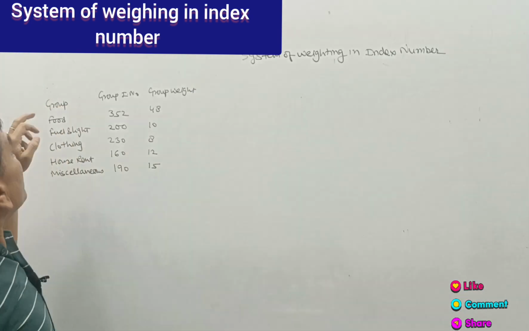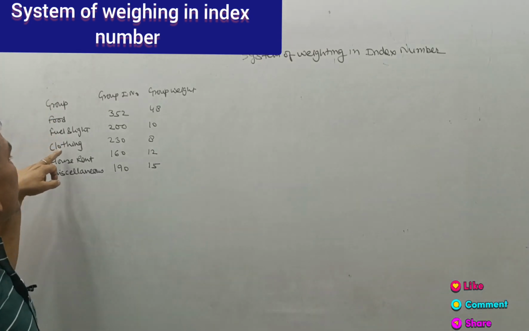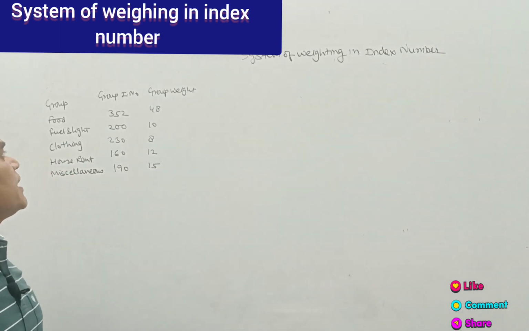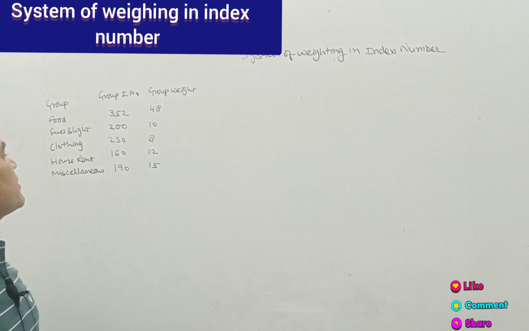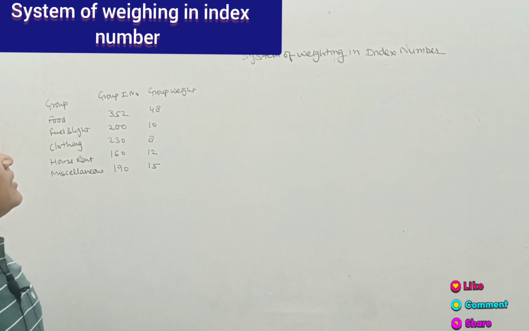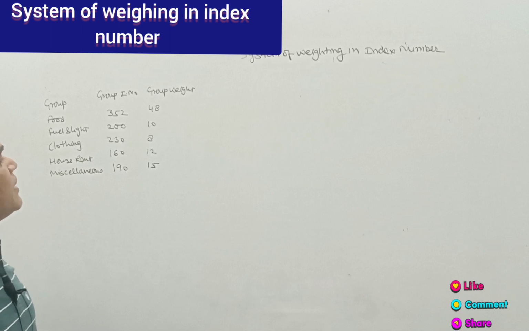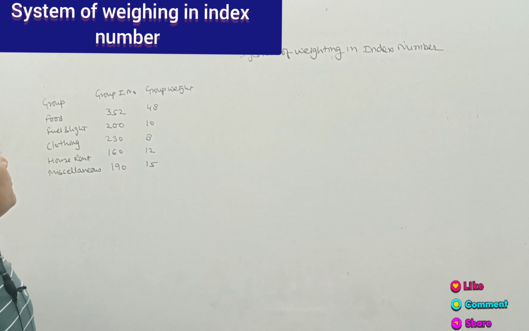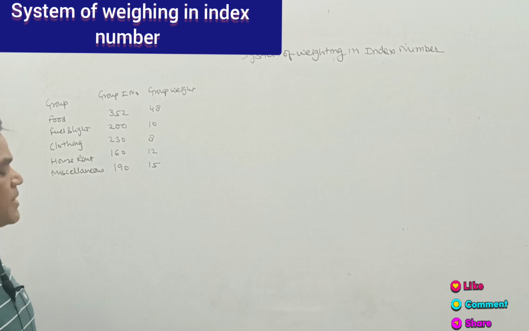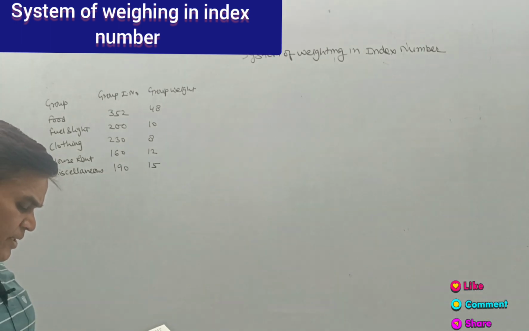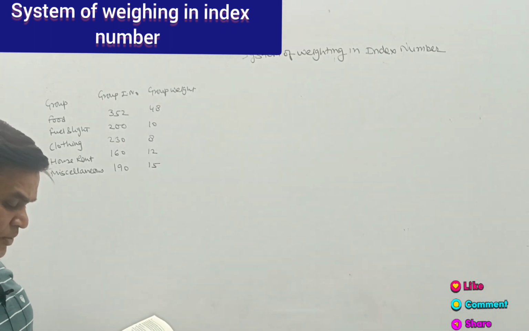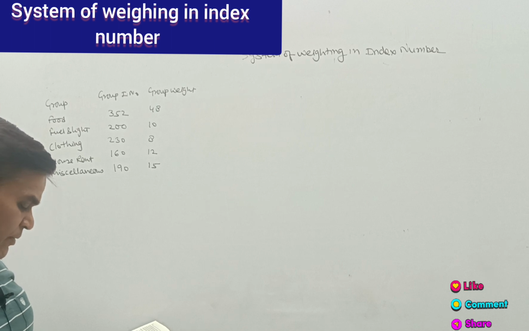weighted index number. We are given the groups food, fuel and light, clothing, house rent and miscellaneous. The group index number for food is 352, for fuel and light is 200, for clothing is 230, for house rent is 160 and for miscellaneous is 190. The weight for food is 48, for fuel and light is 10, for clothing is 8, for house rent is 12 and for miscellaneous is 15. We have to calculate first the weighted arithmetic mean, and then the index number using the weighted geometric mean.